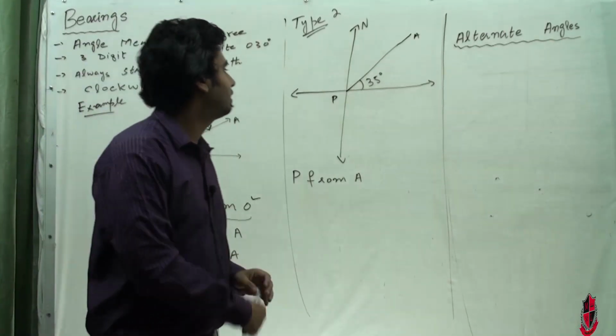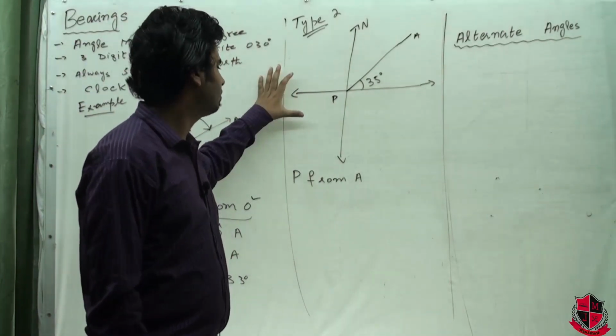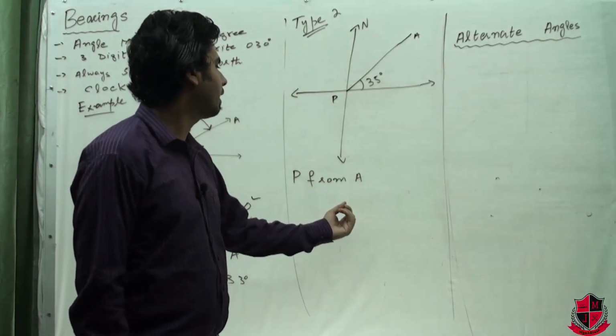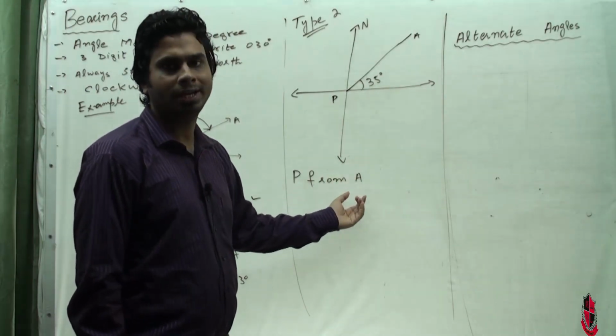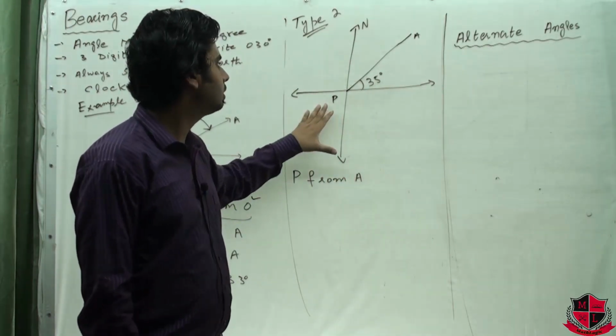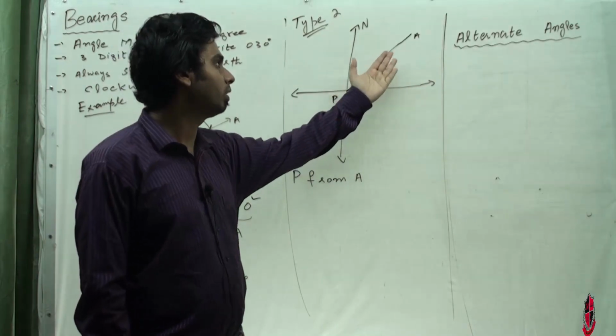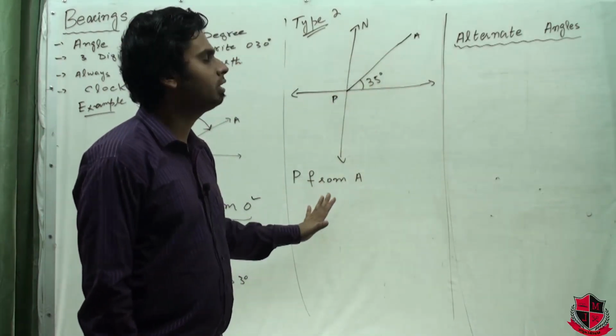So here we discuss another type of bearing, in which we find the bearing of P from A. The angle is forming at A. Now the angle is not forming at the original origin, it is forming at an end point of a ray. So this is another type of bearing.